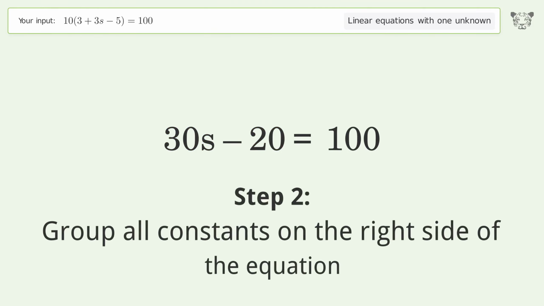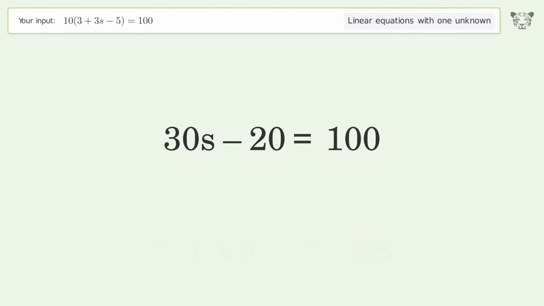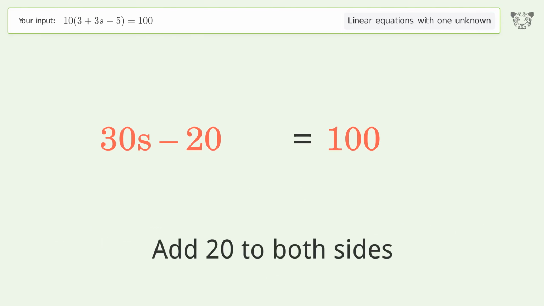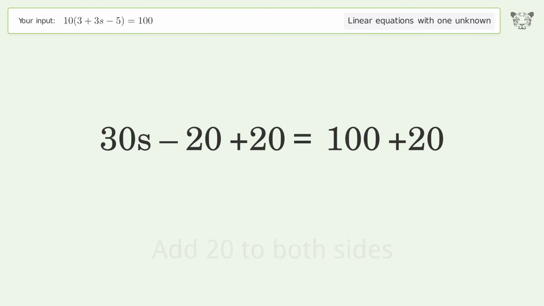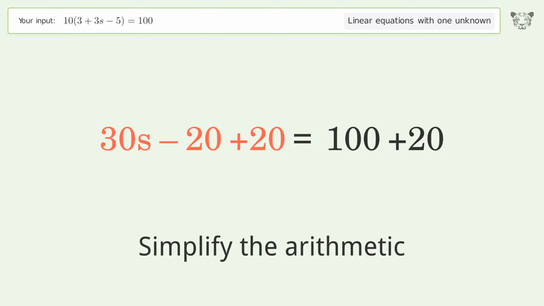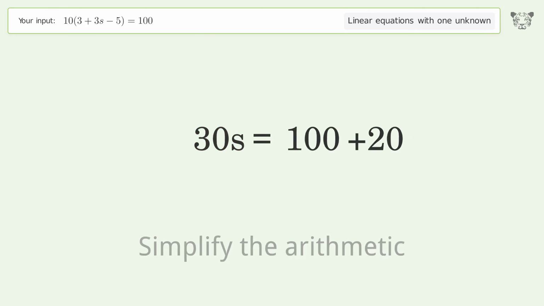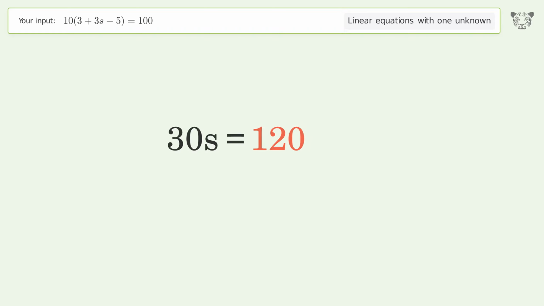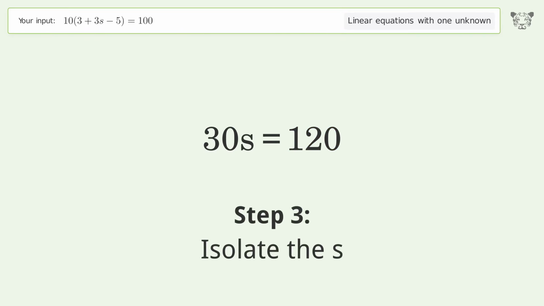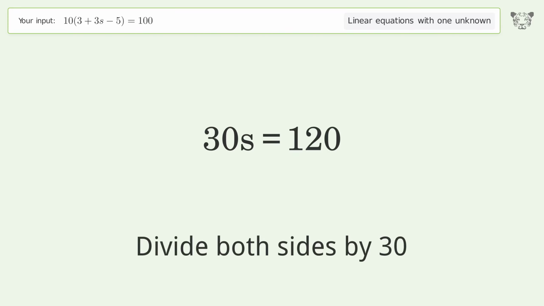Group all constants on the right side of the equation. Add 20 to both sides. Simplify the arithmetic. Isolate the s. Divide both sides by 30.